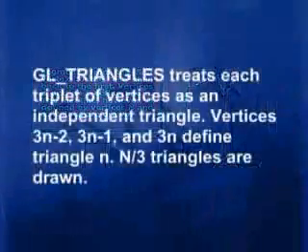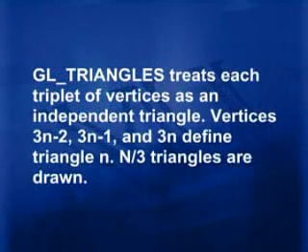तो वी आर गोइंग टू हैव n लाइन सेगमेंट्स ड्रॉन. GL triangles treats each triplet of vertices as an independent triangle. Vertices 3n minus 2, 3n minus 1 and 3n define triangle number n. n by 3 triangles are drawn.